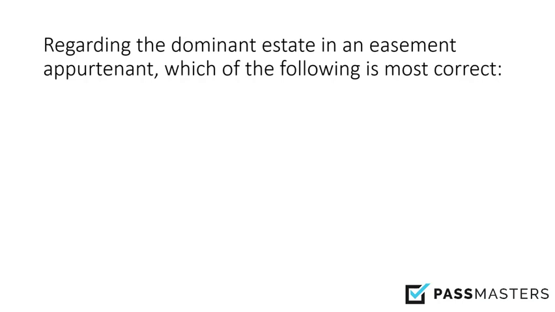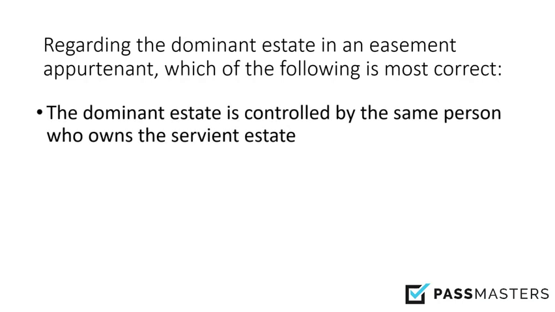We'll take a look at it regarding the dominant estate in an easement appurtenant. Which of the following is most correct? First answer: the dominant estate is controlled by the same person who owns the servient estate. Okay, so again, more foreign language. You need to know your definitions here. Here we're talking about an appurtenant easement. Now, first off, what's an easement? An easement is something that allows somebody else non-possessory rights to use somebody else's land.